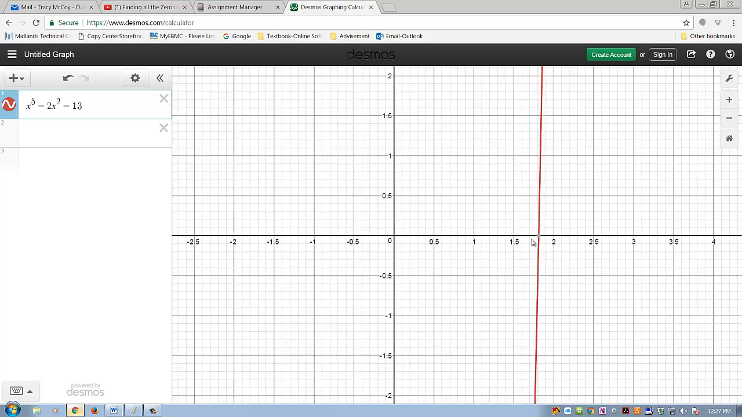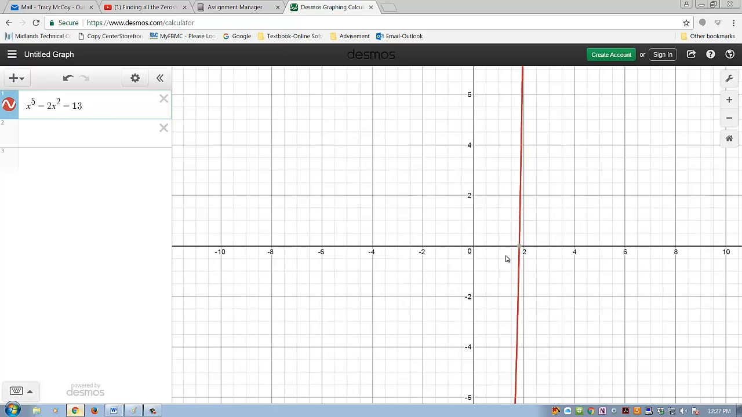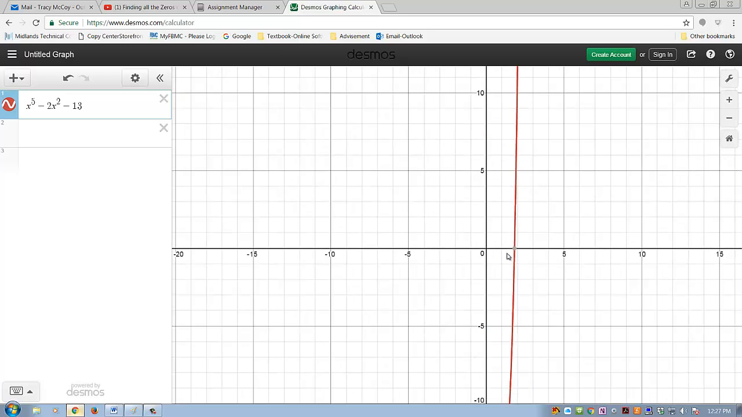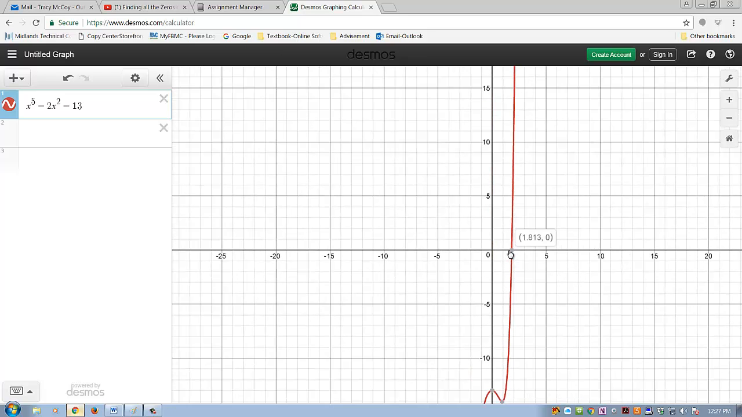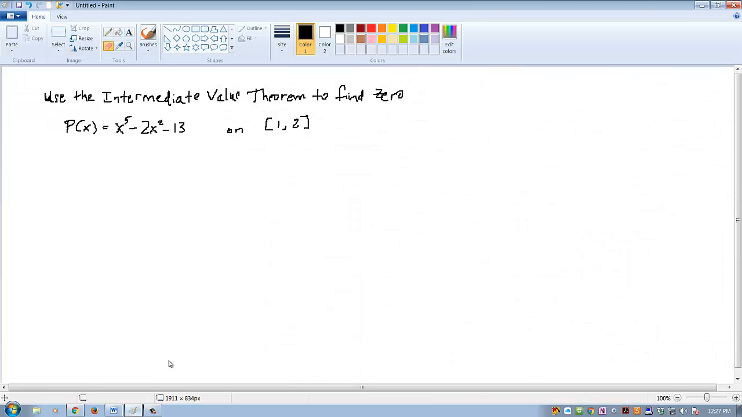Here we are. Here's the graph. It kind of has a peak, it has a valley, it's crossing here. So what this problem is saying is between 1 and 2 that there is a zero of sorts.